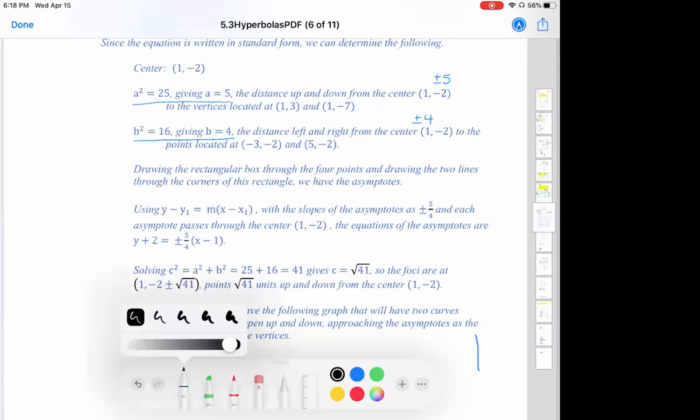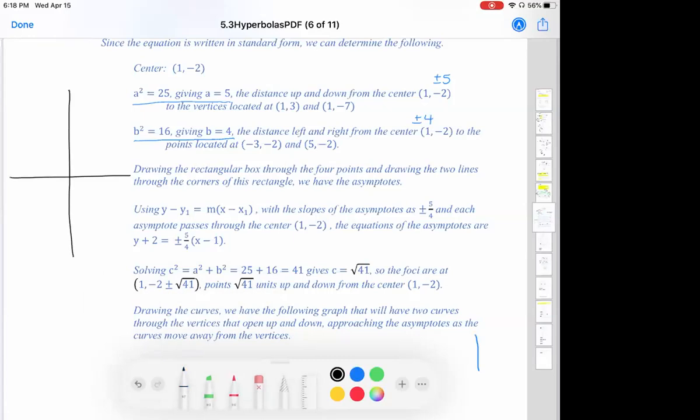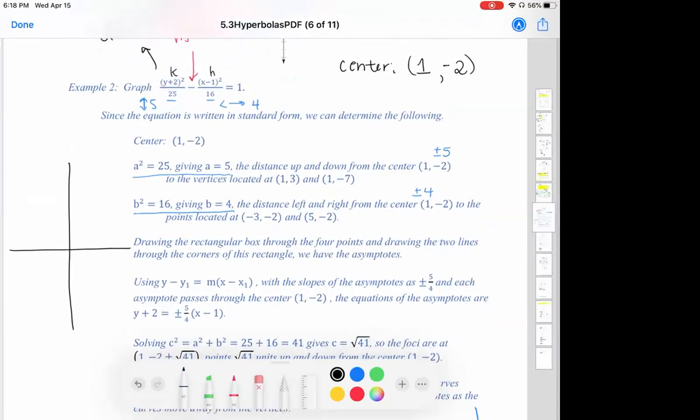I think reading math is not the best thing to do. We kind of don't really see what we have. All right, so we know it's going to open up and down because it starts with a y. And we have a center at 1, -2. Let me draw it quick. 1, 2, 3, 4, 5. 1, 2, 3, 4. Have 1, -2, 1, down 2.